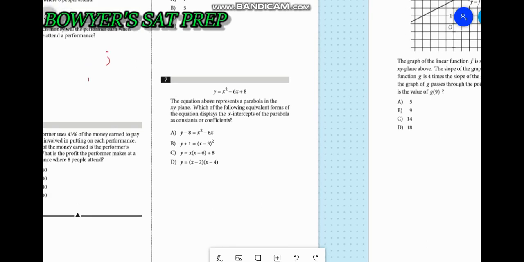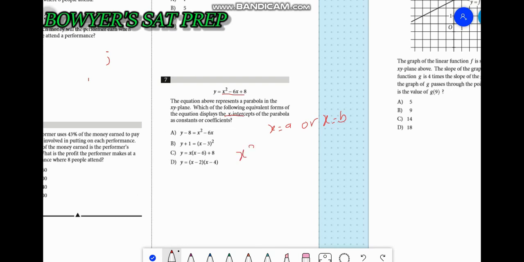So if you see constant, we've already done this in pictures. They're looking for the x-intercept, so x is equal to a, or x is equal to b. So this one you have to manipulate, right? Looking for the x-intercept, we have x squared minus 6x plus 8. You don't see vertex form here, but we can change it to vertex form. So we will look for a number.